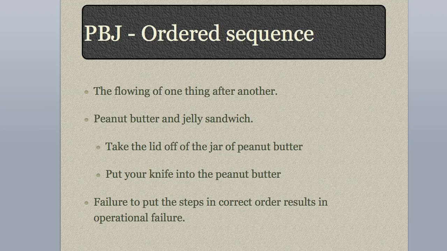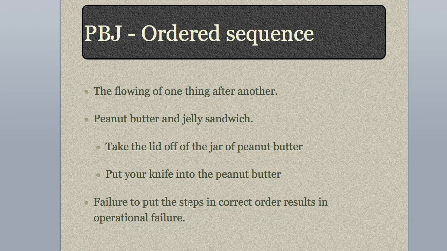For example, let's say we use a peanut butter and jelly sandwich, all right? The flowing of one thing after another. That's going to be the algorithm. That's what we're going to talk about here, the ordered sequence. For a peanut butter and jelly sandwich, it helps to take the lid off the jar of peanut butter first, right? Helps to put the knife into the peanut butter.